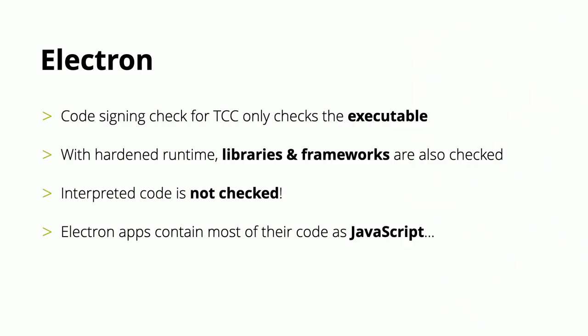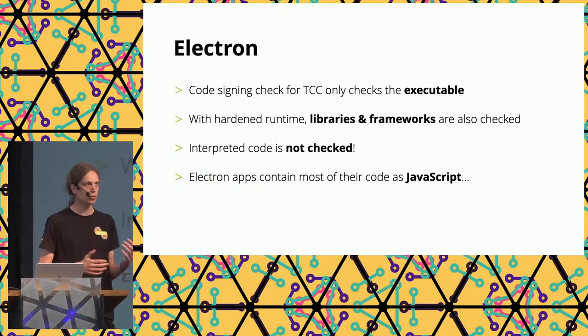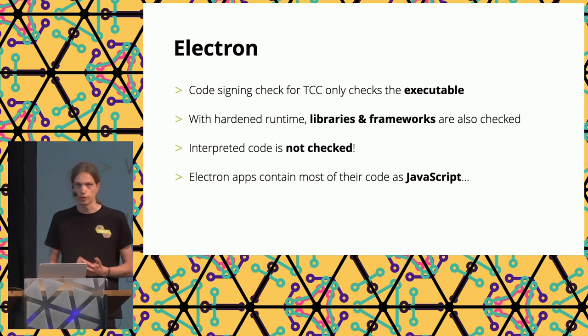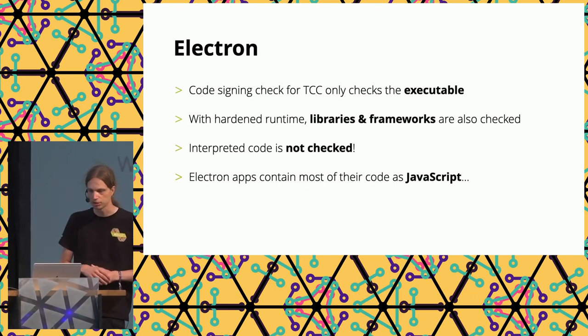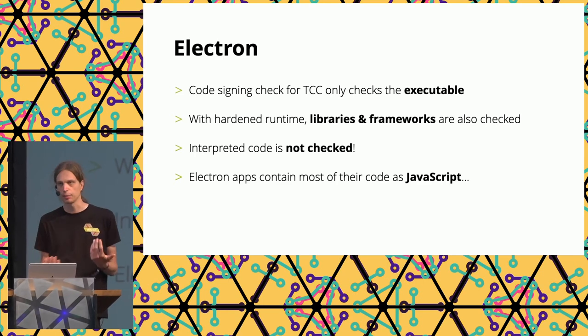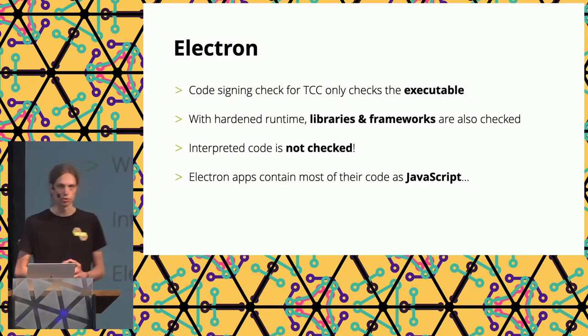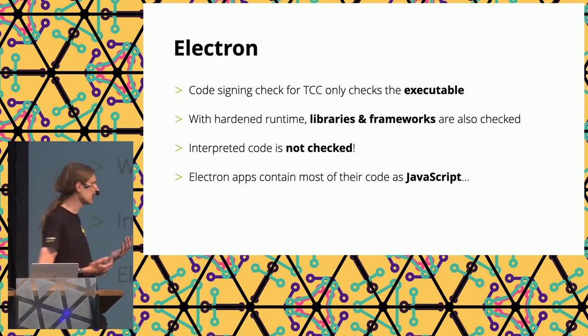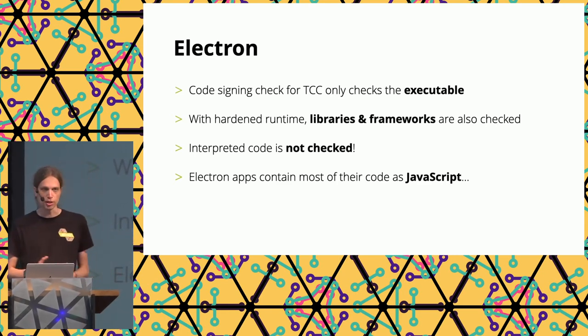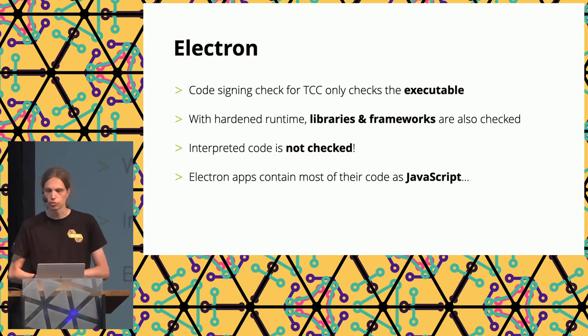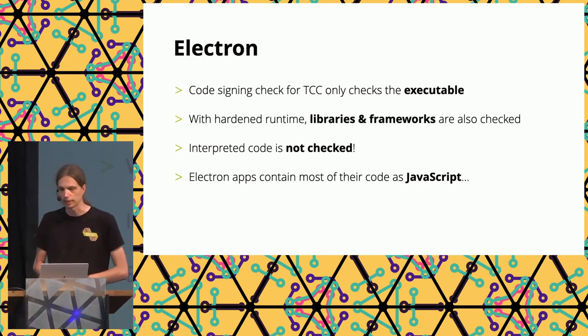And also the code signing check after the first launch only checks the executable itself, not all of the embedded resources. The libraries and frameworks are checked if the hardened runtime is used. But this does mean that if you have some interpreted code, like JavaScript, or you embed some Python scripts in your application, then that code is not validated by the code signing check that is performed when you launch an application. And as I just said, Electron applications contain a lot of JavaScript for their code, which also means that those resources are not checked when you launch the application.